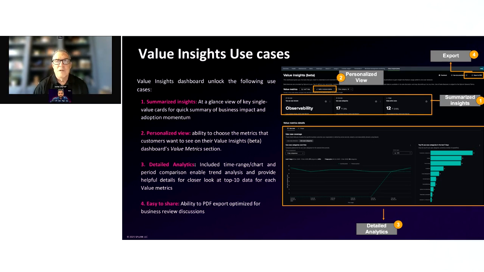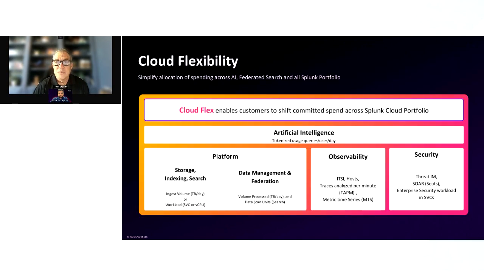The next thing I want to talk about is related to some contracting and the cloud flexibility that we have there. So, with Cloud Flex, as we call it, and these are contracting vehicles, it enables our customers to shift their committed spend across the portfolio. So today you may have Splunk Cloud Platform, which has storage and indexing and search and data management and federation that Nitin was talking about, but you may also have the observability products, security products, ITSI products as well.